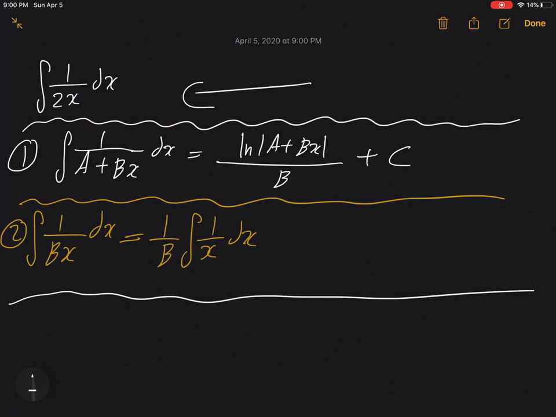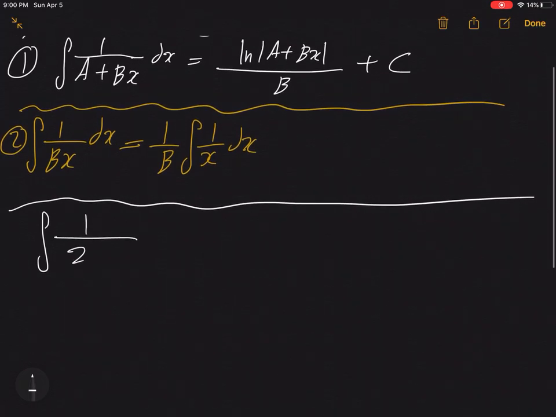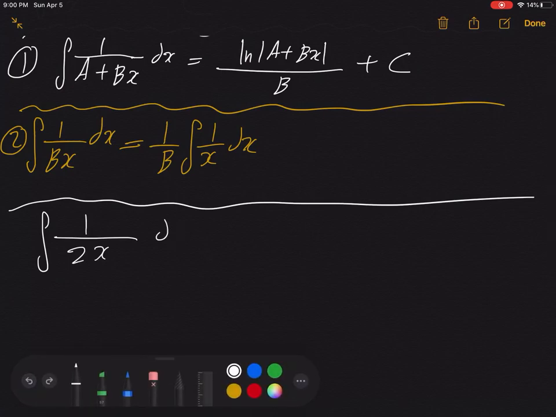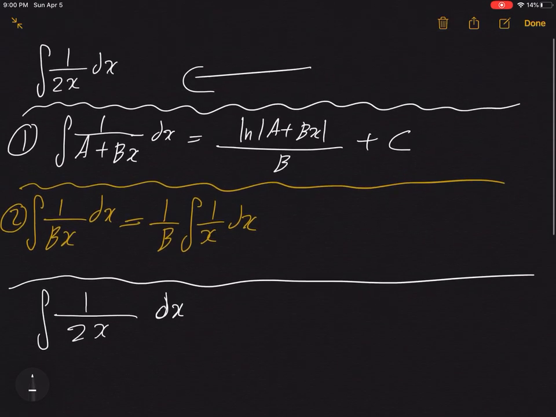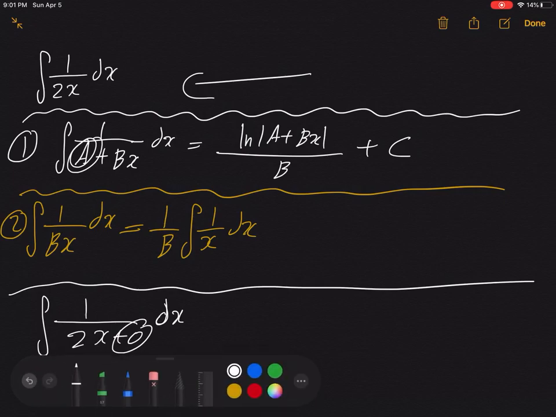Okay, I'm going to use the first method, then the second method, and see what special situation we may encounter. I'm going to write the same integral that is written above, 1 over 2x dx, but relying upon the first rule. We see that 1 over a plus bx resembles 1 over 2x, except that a is equal to 0. So this is just 1 over 2x plus 0, or 0 plus 2x. So the a there is the 0, and the b above is the 2 below.